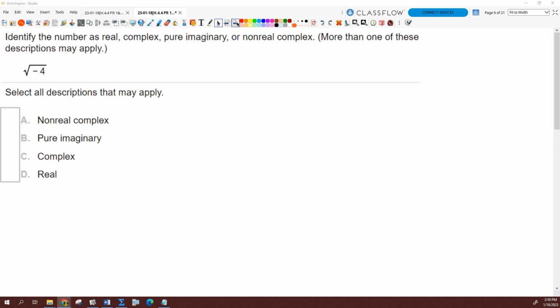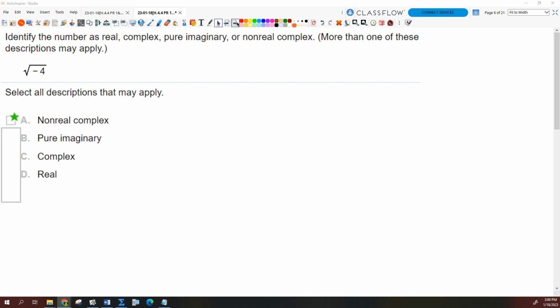Okay, and then finally, what about one like that? The square root of -4. Okay. Is it non-real complex? Yeah. How do you know immediately it's non-real? Negative inside the square root. Yeah. Is it pure imaginary?